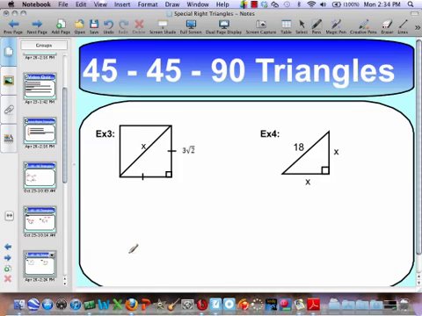Then look at number 3. What shape do we have in number 3? Square. Okay. Well, what's my side length this time? 3 root 2. So what's the bottom side? 3 root 2.